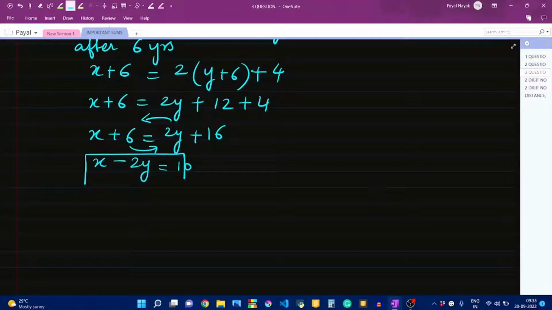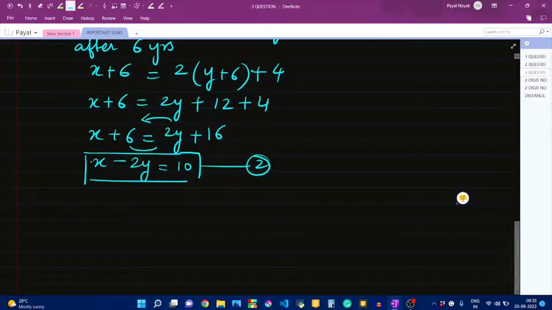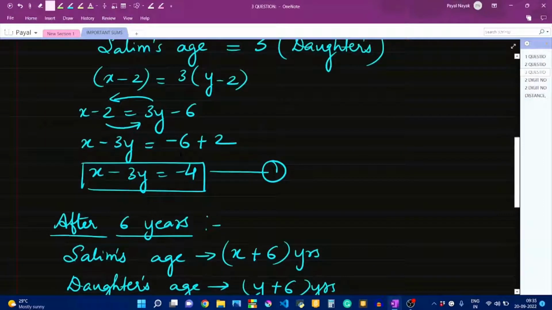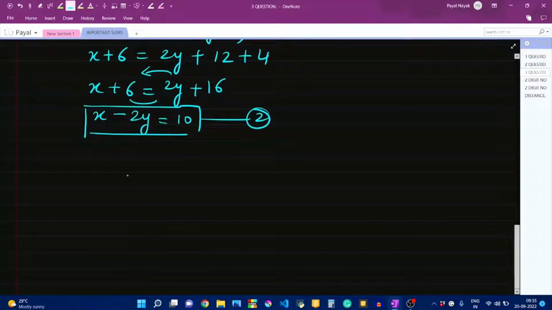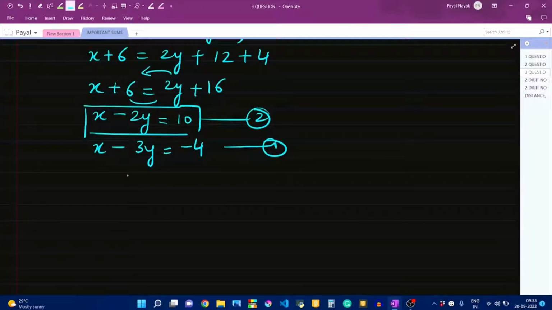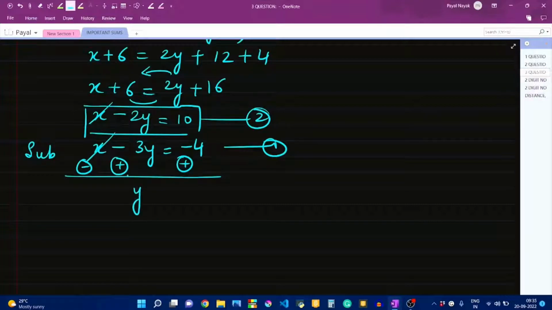Okay, so now we will be solving both the equations by the elimination method. So this is your second equation. You write down the first equation again over here. The first equation is x minus 3y is equal to minus 4. Now you can see the coefficient of x is 1 and the signs are the same, so you're going to do subtraction. So the signs will change, and the x terms will get cancelled. So plus 3y minus 2y gives you 1y is equal to 10 plus 4 is 14. So the value of y that you are getting is 14.